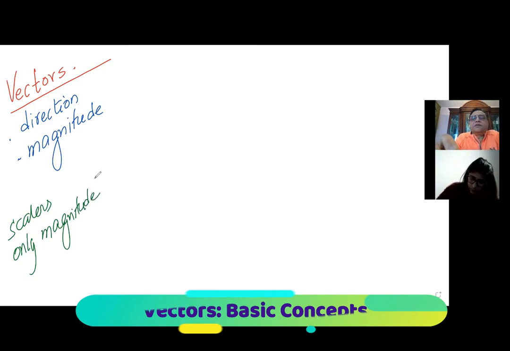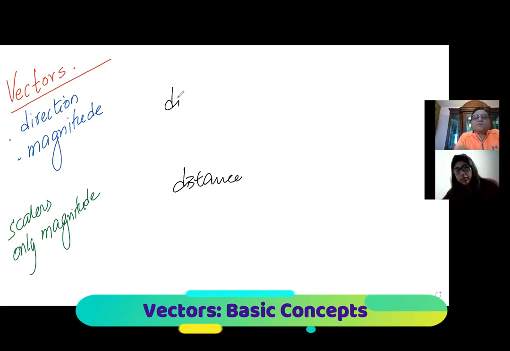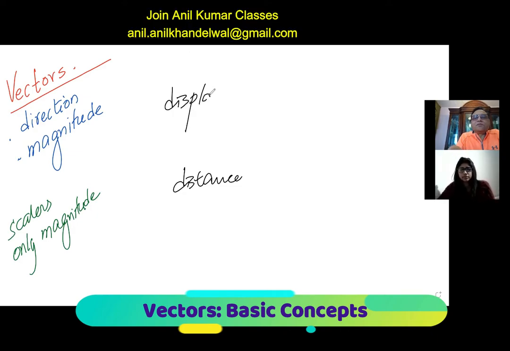Okay. So let's give some examples to begin with, some scalars and some vectors. For example, if I say distance, is distance a scalar or a vector? Scalar. So what is the vector counterpart of distance? Displacement. Similarly, we have speed and velocity, right?